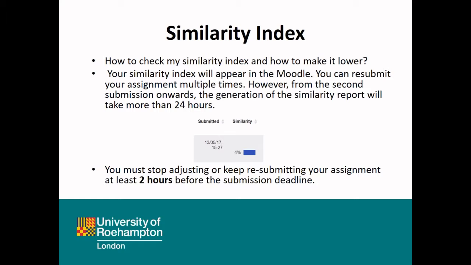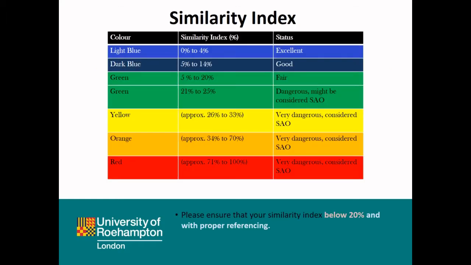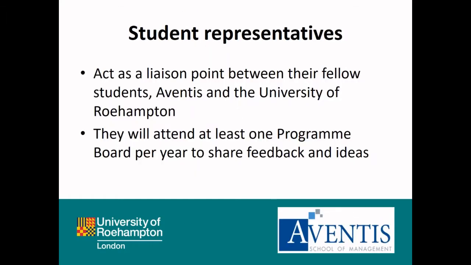So how do you check your similarity index and how do you make it lower? Your similarity index will appear in the Moodle. You can resubmit your assignment multiple times. However, from the second submission onwards, generation of the similarity report will take more than 24 hours. You must also stop adjusting or keep resubmitting your assignment at least 2 hours before the submission deadline. You can tell how high your similarity index is by looking at the similarity index percentage range and the color. Please ensure that your similarity index is below 20% with proper referencing to avoid any SAOs.